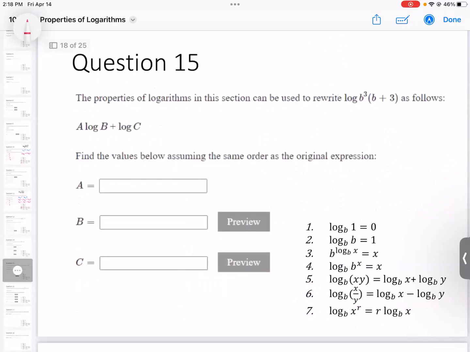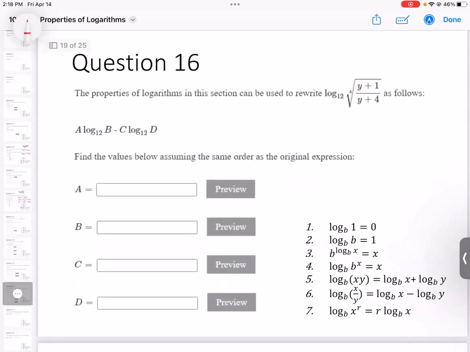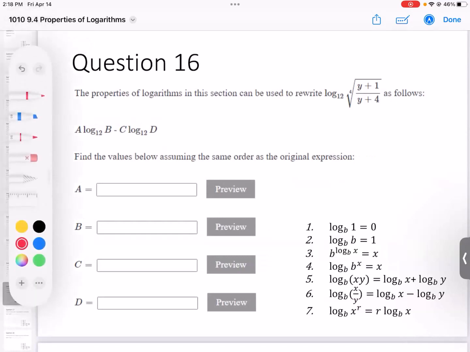Let's do this one. Okay, so on question 16, we're given log base 12 of the 4th root of (y plus 1) over (y plus 4). When I'm calculating this one, the structure of our argument is pretty complicated. You have the 4th root of a fraction, and inside of the fraction, you have addition. So what is the outermost operation that we're working with? Like, if we knew what y was, what's the very last thing we would do with order of operations?